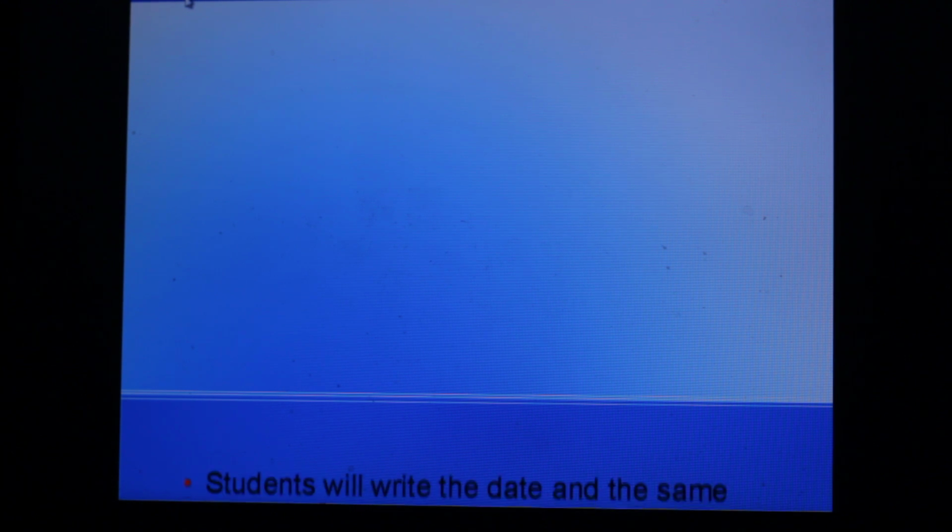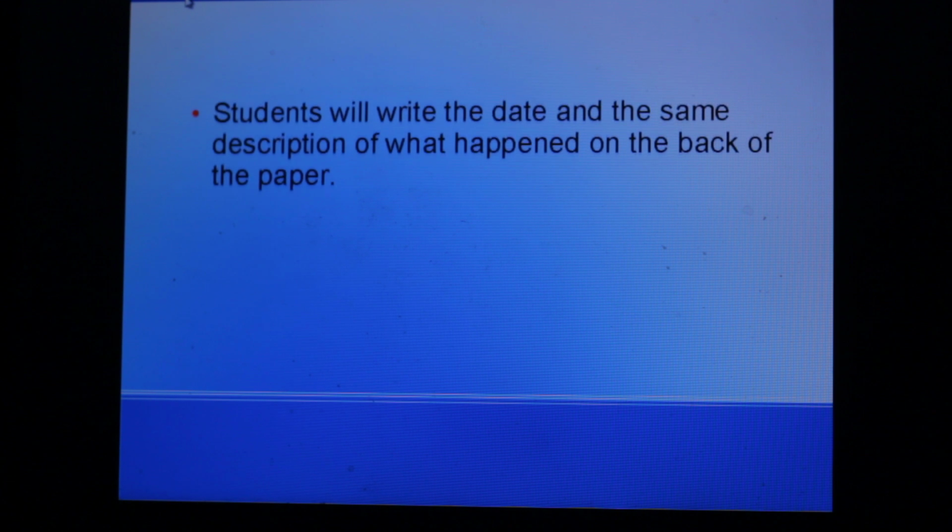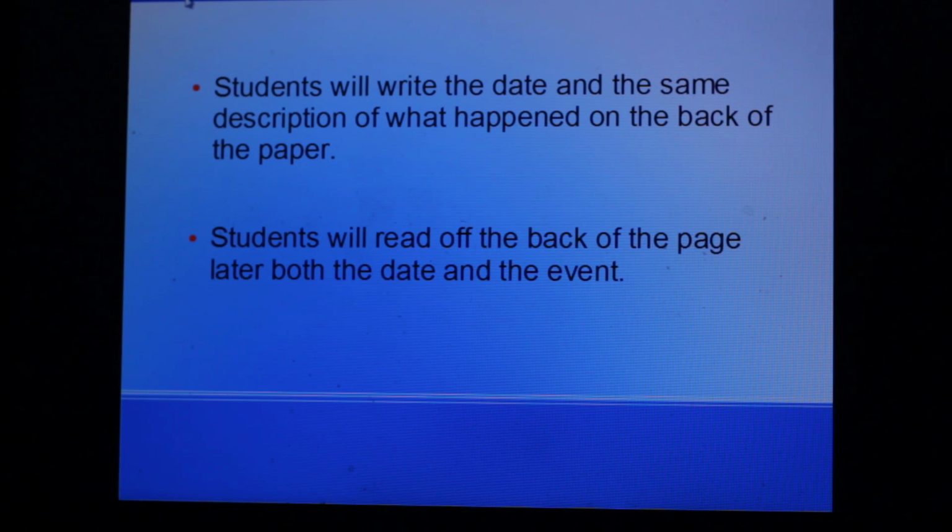Okay? Students will write the date and the same description of what happened on the back of the paper. It doesn't have to be big, but you have to write it on the back side too. It's basically the date you have and what happened. Okay? Students will read off the back of the page later, both the date and the event. They're going to read it out loud because you see we're going to be recording it. Timeline cards. That's your timeline card that you just did.